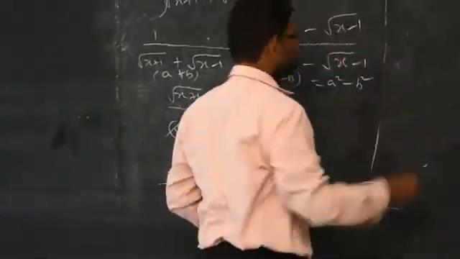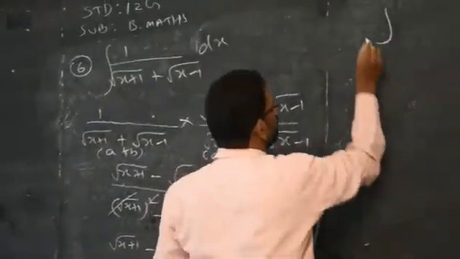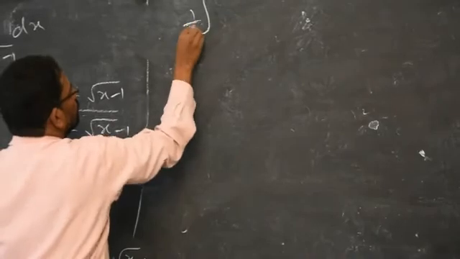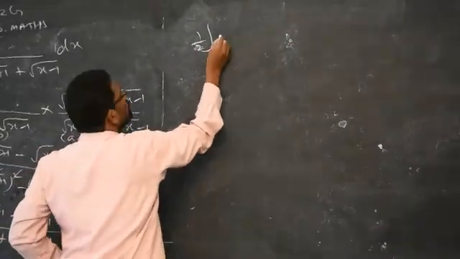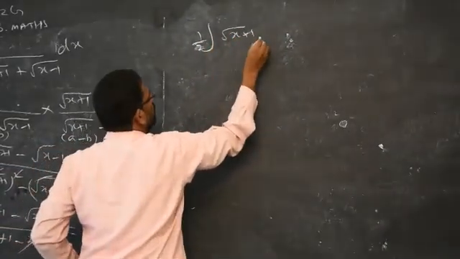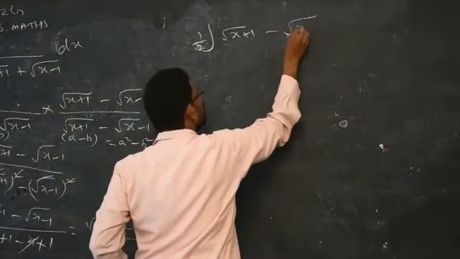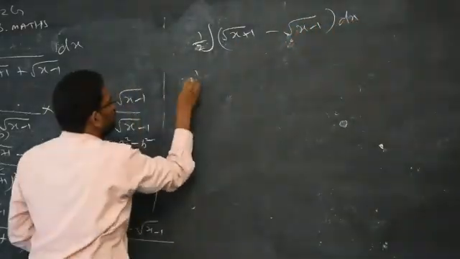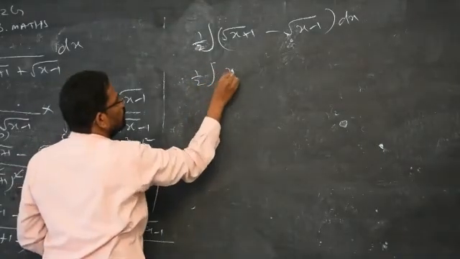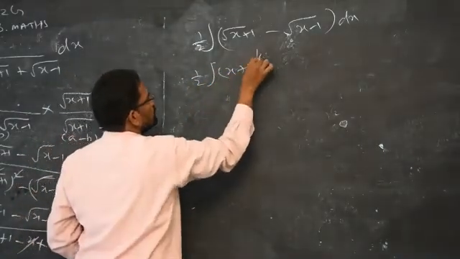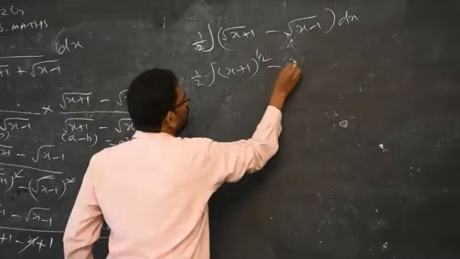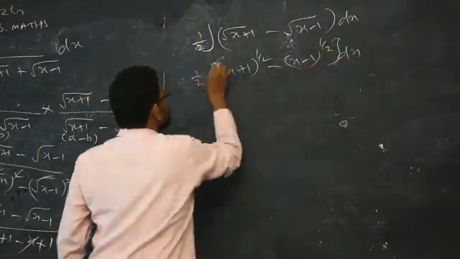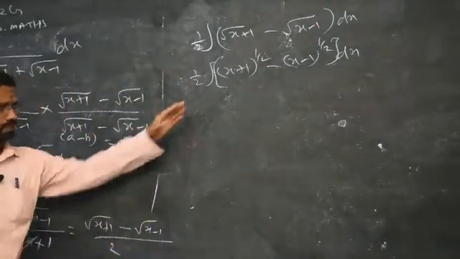I got now terms. So integration, I take the denominator 2 as the common factor, that is 1 by 2, square root of x plus 1 minus square root of x minus 1 into dx. So 1 by 2, you know how to rewrite the square root by using this numerical value, that is 1 by 2, x minus 1 power 1 by 2 into dx. So normal method, you just integrate.